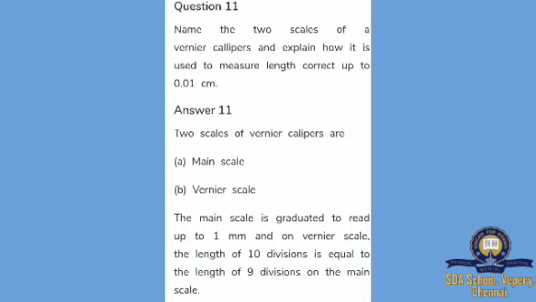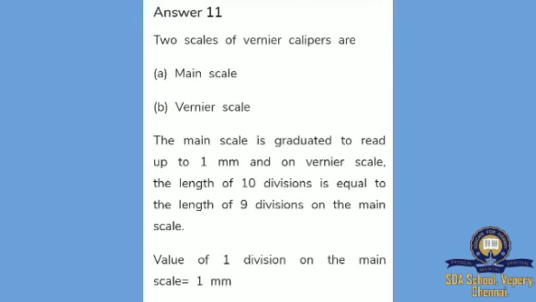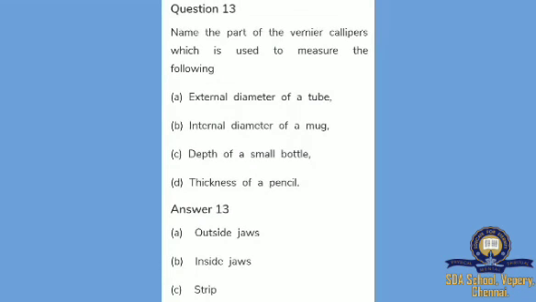The next question is, name the two scales of a vernier caliper and explain how it is used to measure length correct up to 0.01 centimeter. The two scales of vernier calipers are main scale and vernier scale. The main scale is graduated to read up to 1 millimeter, and on the vernier scale, the length of 10 divisions is equal to the length of 9 divisions on the main scale. The value of 1 division on the main scale is equal to 1 millimeter.